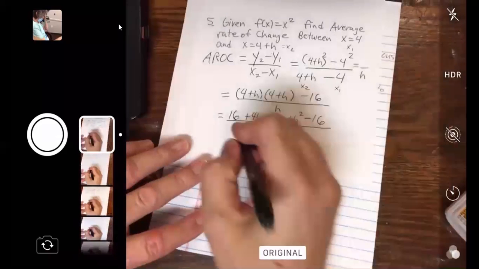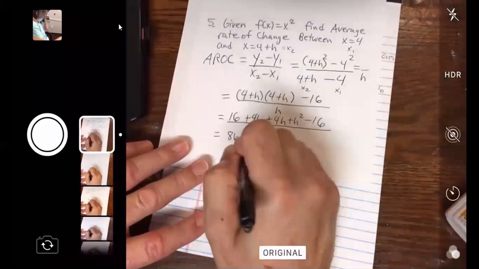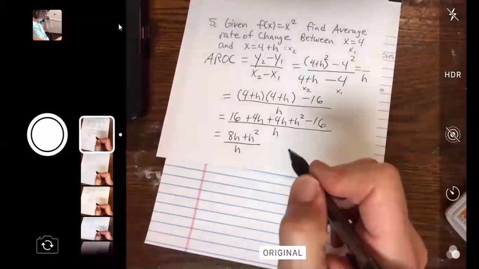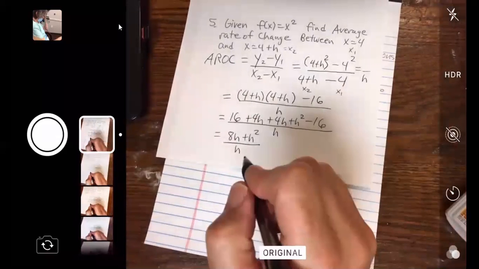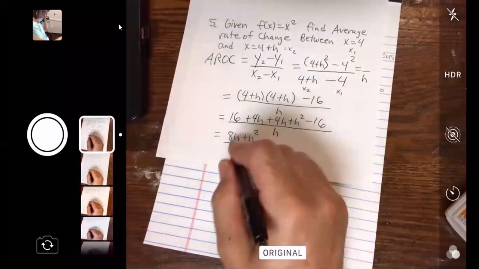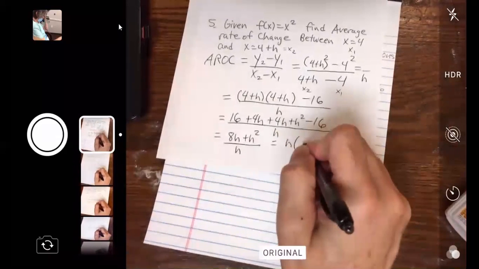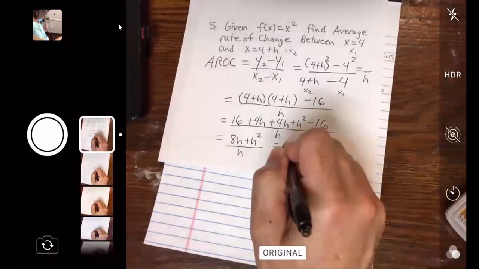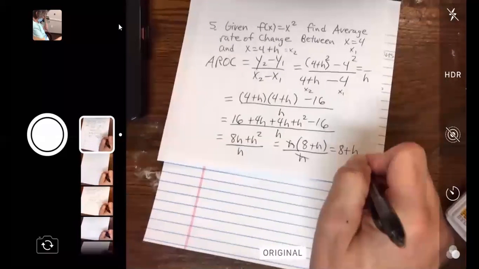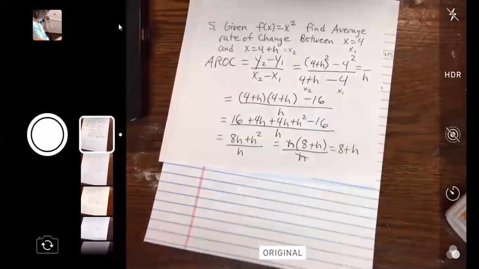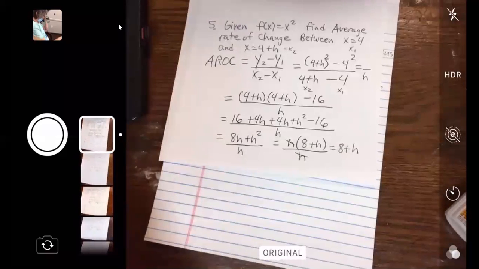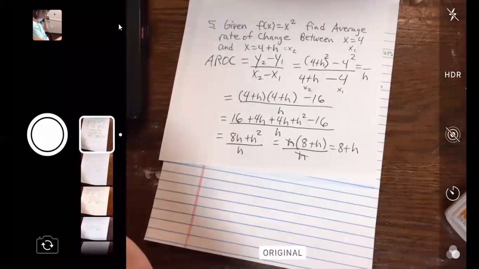I can squeeze this in. The 16s go away. You wind up with 8h plus h squared over h. Are we losing anybody? No, sir. Okay. So we factor out the h: 8 plus h divided by h. And the h's cancel, leaving 8 plus h. That should be what I have on my key. Just double check. It is. Questions about that? No. Okay.